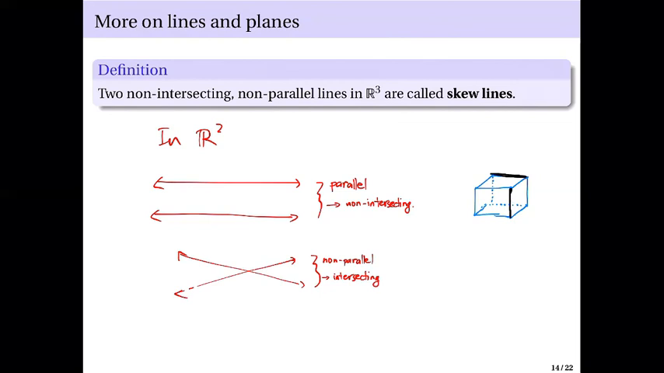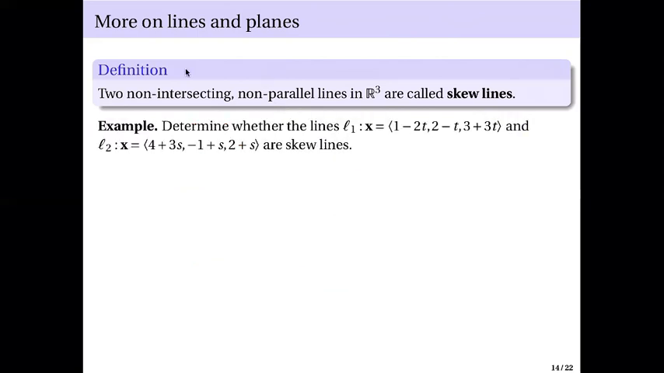Okay? So if you are asked to determine whether two lines in R3 are skew lines, you have to check two things: non-intersecting and non-parallel. So for example, determine whether these two lines here are skew lines.